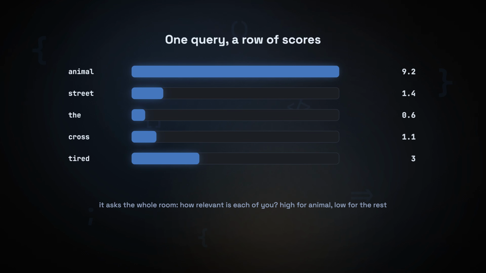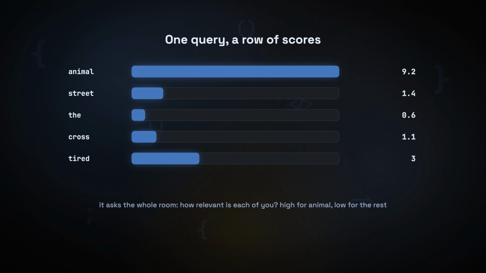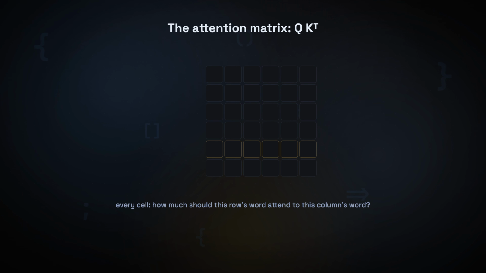That row is "it", asking the whole room, how relevant is each of you to what I'm looking for? High for "animal", low for the rest. One word, one row of scores. Simple. But watch what happens when we do this for every word at once. This is the moment everything snaps together, so watch closely.